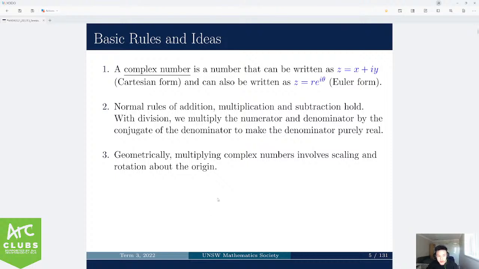And with division, the trick is to multiply the top and bottom by the conjugate of the bottom. And geometrically, multiplying complex numbers just involves rotating the complex number and applying a scalar factor.